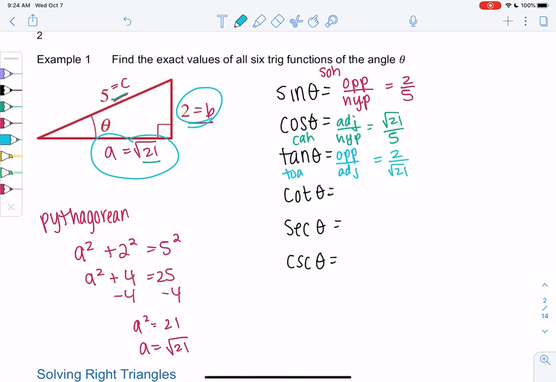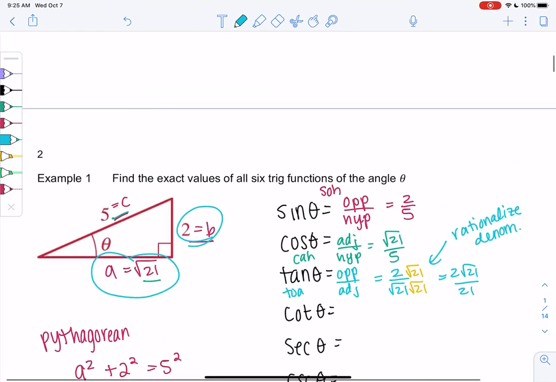So 2 over square root 21. That's fine. Sometimes we like to rationalize, so getting rid of the square root in the denominator. So 2 root 21 over 21, just to remind you of that. So these cancel out and just make 21, and the square root goes away. That's called rationalizing, in case you don't remember. Cool, so hopefully this is making sense.